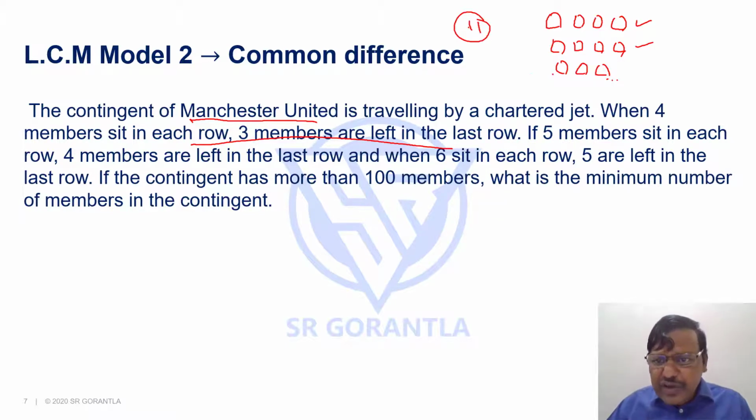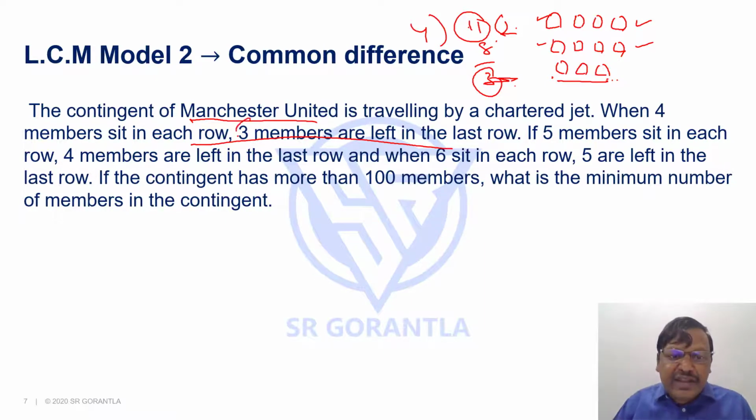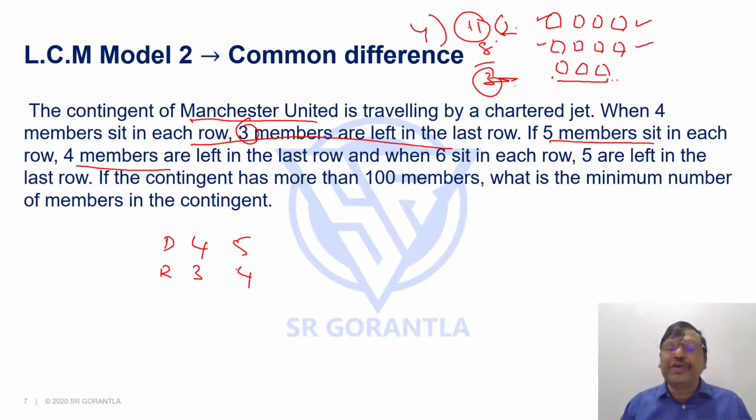That means the reason only 3 are left is that 11 when divided by 4, 4 times 2 is 8, remainder is 3. This 2 tells me you will finish completely 2 rounds. In the last round you will have 3 because there is a remainder of 3. Similarly, 3 members left means the total members of the contingent when divided by 4 leave a remainder of 3. Similarly, when 5 members sit in each row, 4 members are left in the last row, which means the number when divided by 5 leaves a remainder of 4.